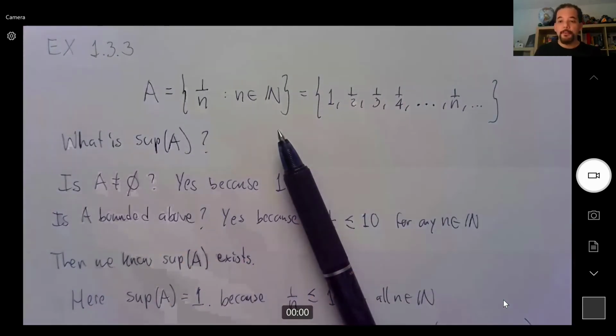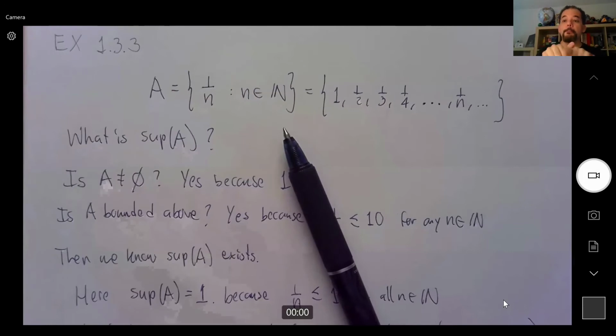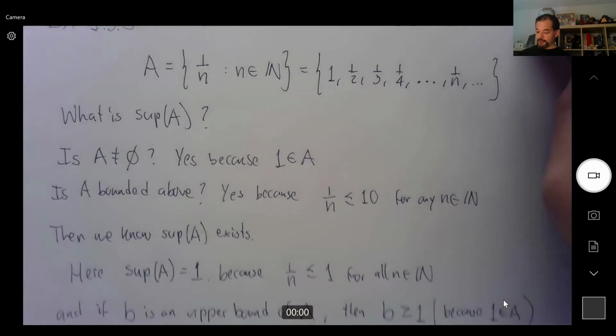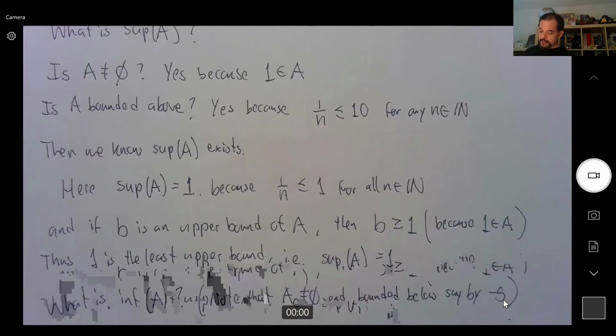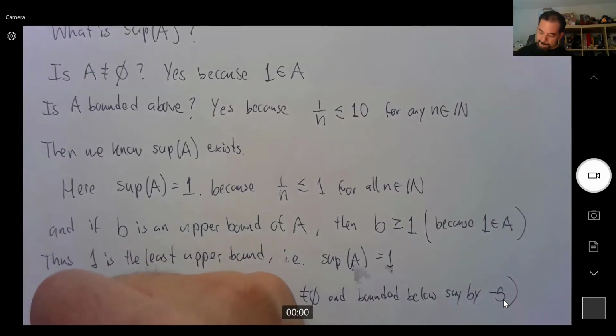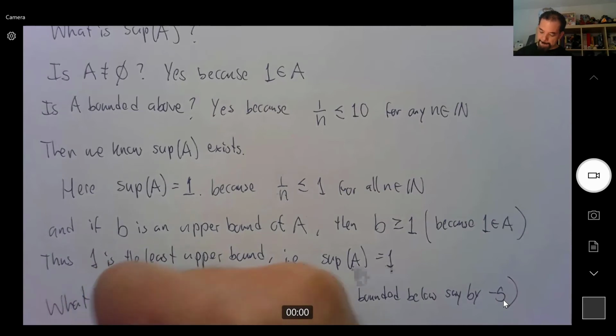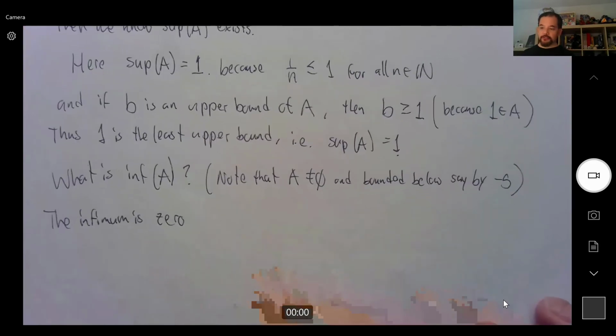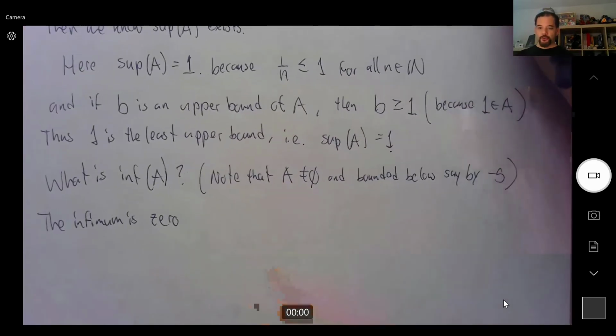See, this example shows you that the supremum may or may not be a member of the set. The same thing with the infimum. The infimum may be a member of the set or may not be a member of the set. It depends. But it exists. That's the important thing. So the infimum is 0. Now, I cannot actually prove it thoroughly just yet.